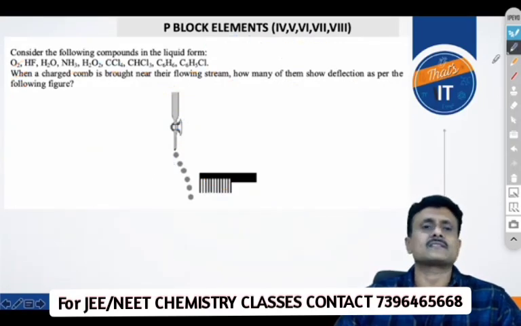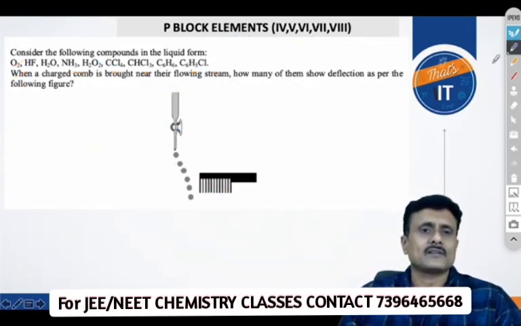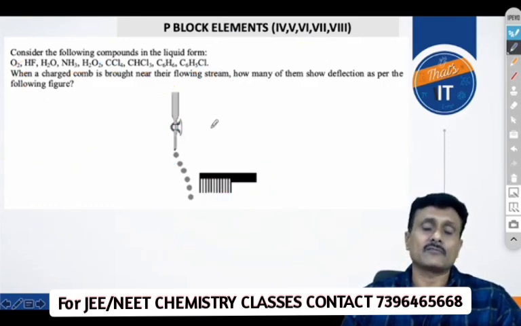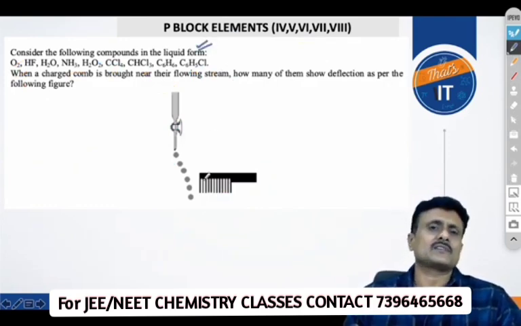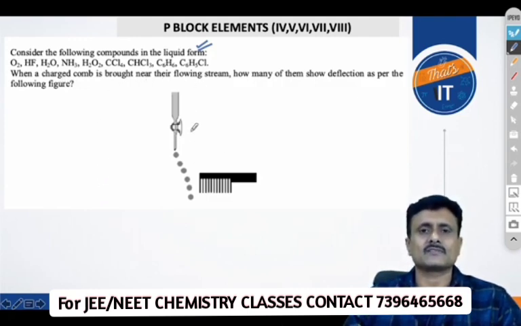Now let's see another interesting question asked. Consider the following compounds in the liquid form. You can see that it is being mentioned not in the gaseous form. So this has got nowhere related to the dipole moment, whereas a charged comb is brought near to the flowing stream of these liquids. How many of them are deflected?